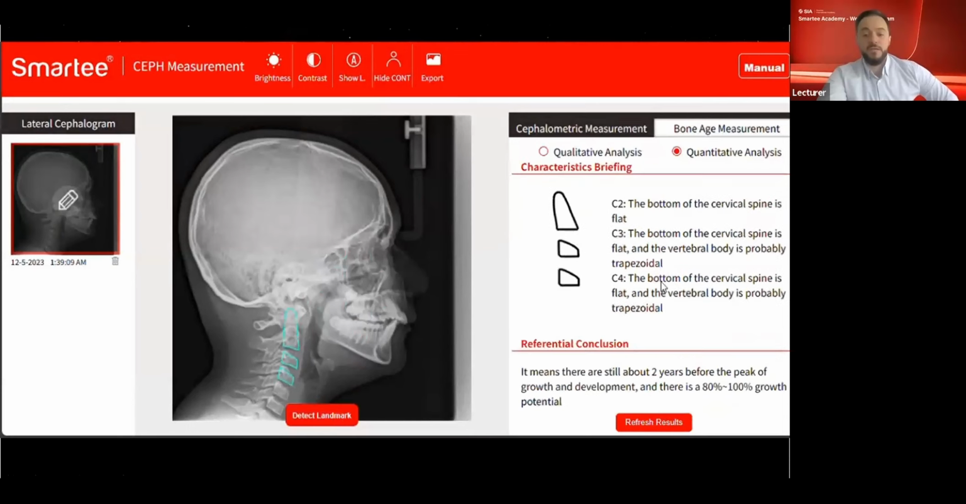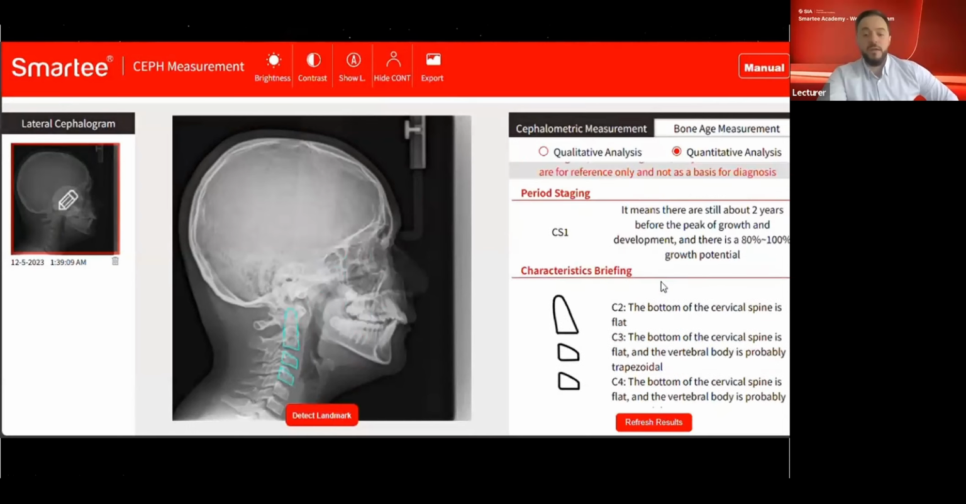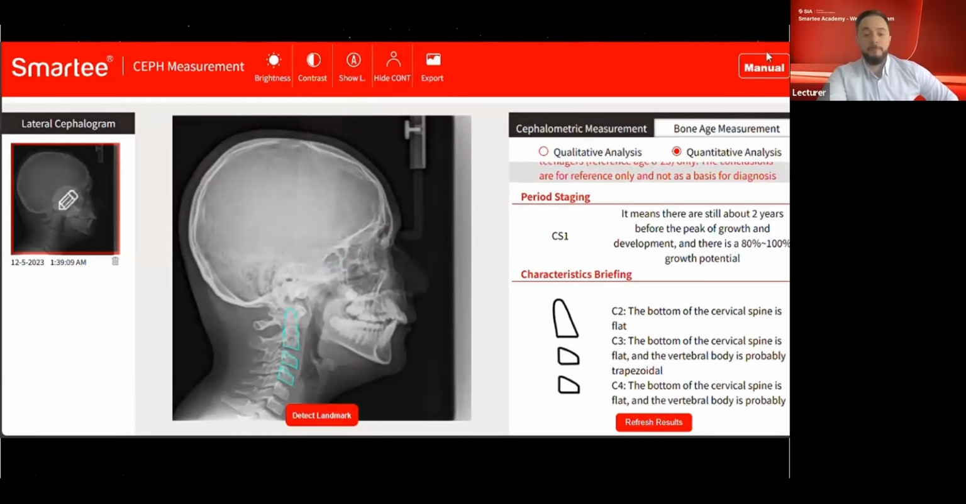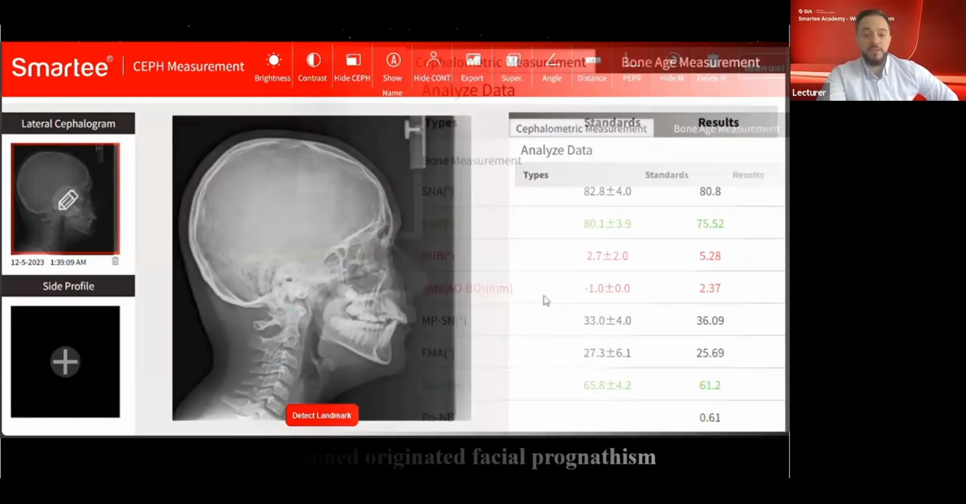So this patient is still growing, and he is a good candidate for functional appliances. Although Smartee claim that it can be used for adults, and they support strong evidence for these cases, it can also be used for adults. But this patient is a growing patient.